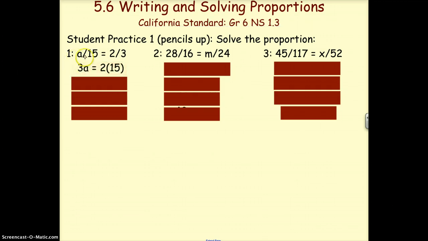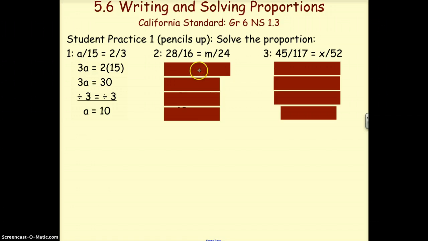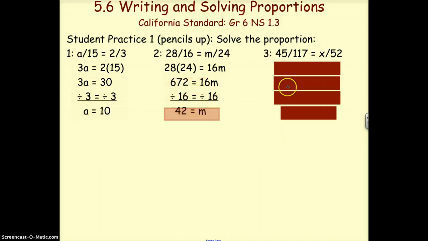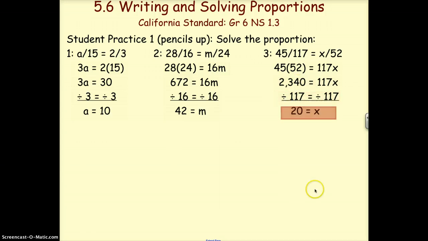And we have A goes with 3, 15 is in the denominator, which goes with 2, which is in the opposite numerator. Multiply, divide, you have your answer. There we go. Okay, number 2, 28 goes with 24, and 16 goes with M. Multiply, divide, you have your answer. Number 3, you're cross multiplying, so you need to multiply, divide, and you have your answer. Okay, hopefully you got all those ones correct.